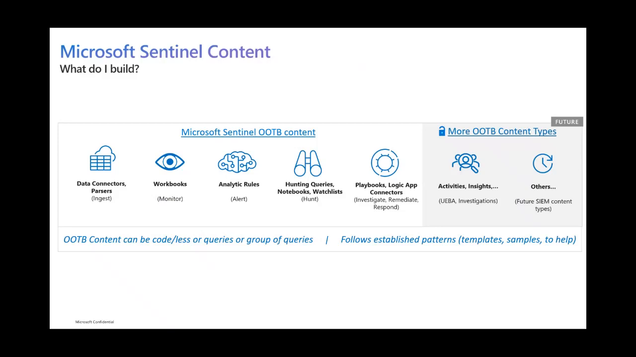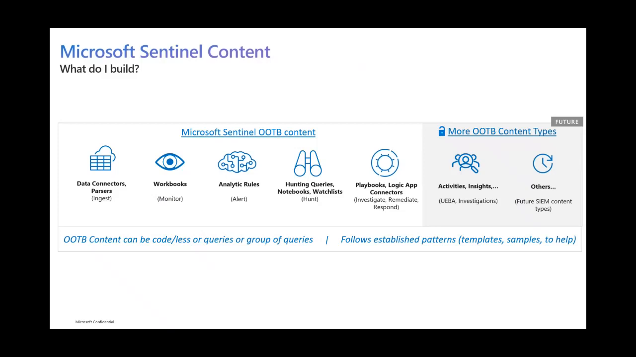These are all out-of-box content types available in Sentinel today, but we're also working on enabling more out-of-box content types in the future. So it's an expanding landscape. When we talk about these out-of-box content examples, they are written using code for data connectors, or they can be codeless data connectors too. They can be KQL queries, a group of queries for workbooks, analytics scenarios, and all. And they also follow established patterns where we have all kinds of examples and templates to get you started very quickly.